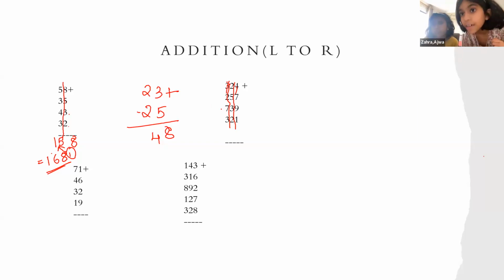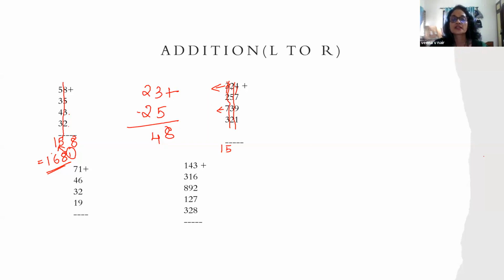Okay, let us see the second problem. 7 and 3 makes 10. You have to use looking for tens. 7 plus 3 equals 10. 10 plus 2? 12. 12 plus 3? 15. Correct.